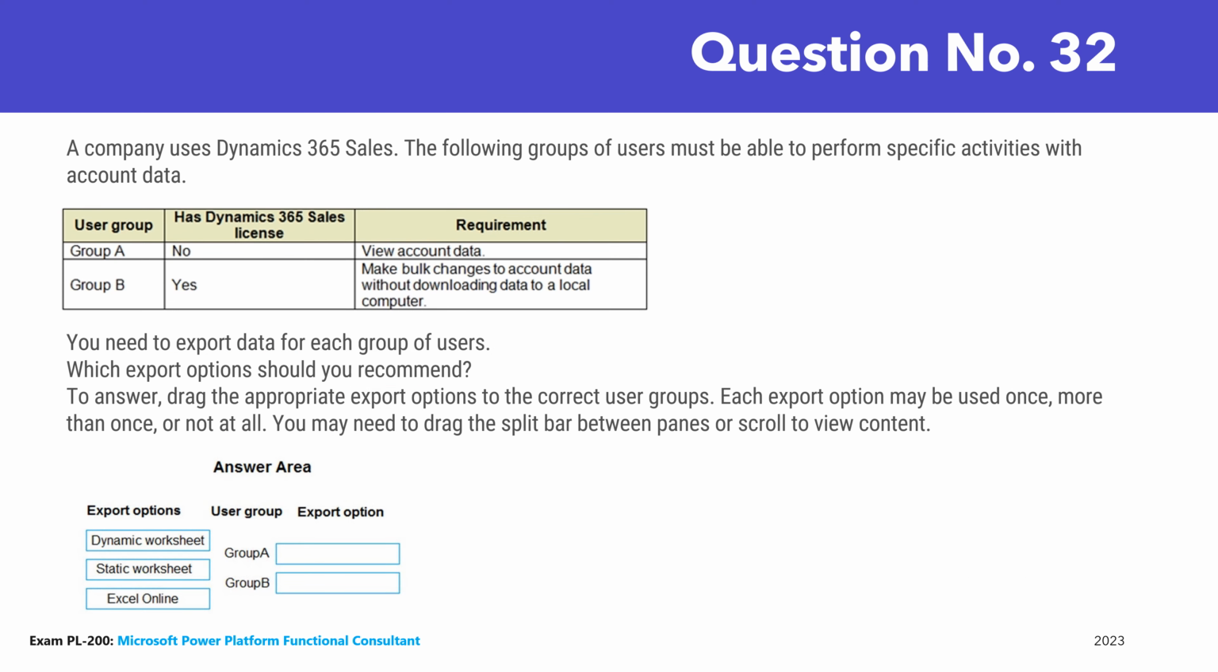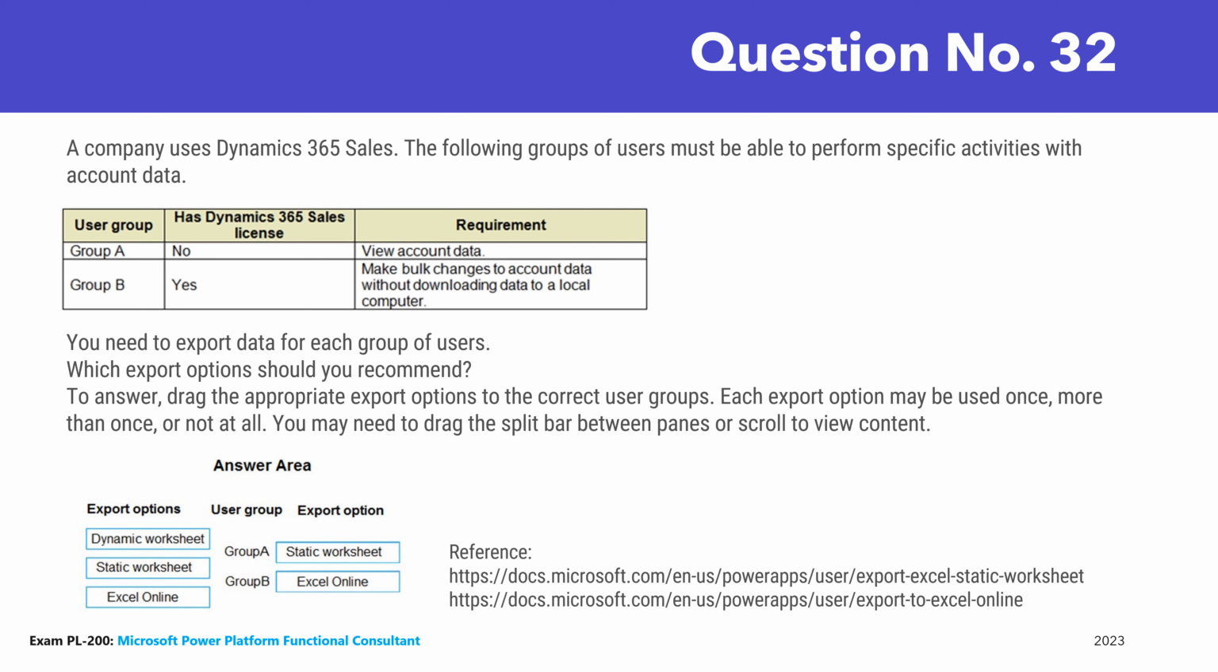A company uses Dynamics 365 Sales. The following groups of users must be able to perform specific activities with account data. You need to export data for each group of users. Which export options should you recommend? To answer, drag the appropriate export options to the correct user groups. Each export option may be used once, more than once, or not at all. You may need to drag the split bar between panes or scroll to view content. User group A, export option: static worksheet.